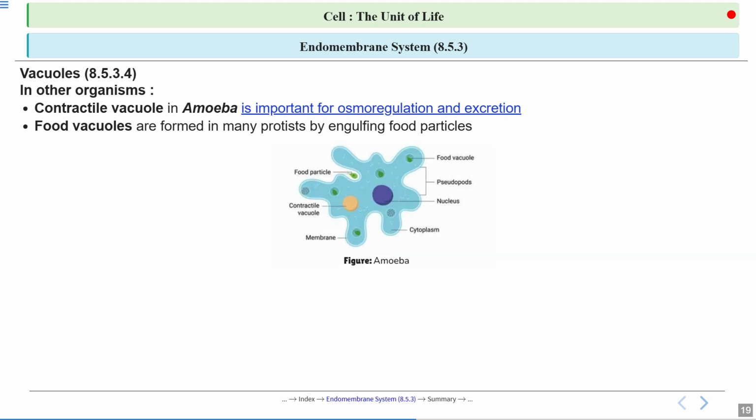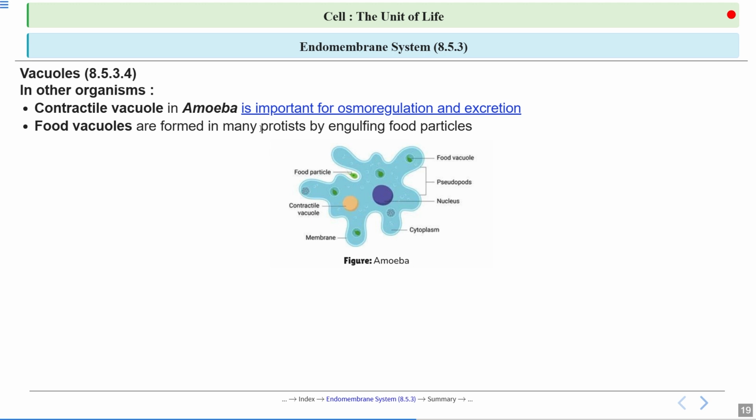Now, you can see this is amoeba. You can see it has pseudopodia, which are false feet. With the help of the pseudopodia, the amoeba can move, and it can also engulf the food. Here you can see this is a food particle. The food particle is being engulfed with the help of pseudopodia, and then it is stored in the food vacuoles. Here this is the contractile vacuole present in amoeba.